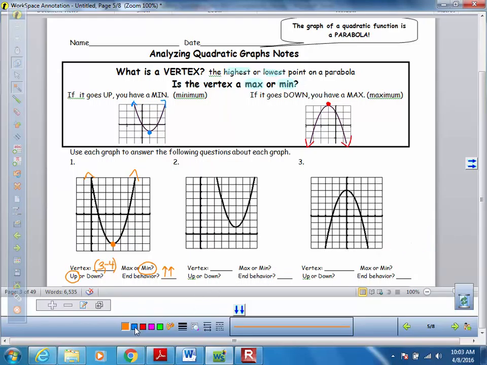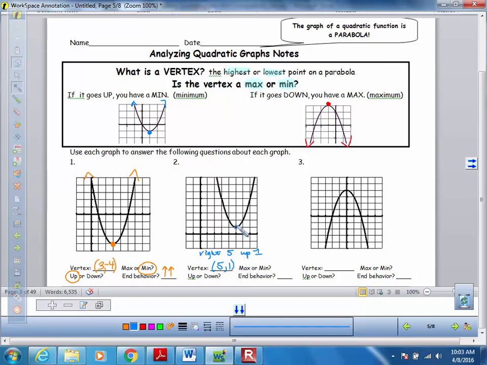Okay. Let's look at number 2. So to find my vertex, am I going right or left first? Right. I'm going right. 1, 2, 3, 4, 5. And then do I go up or down? Up. So I went right 5 and up 1. So how would I write that in an ordered pair? 5, 1. Very good.